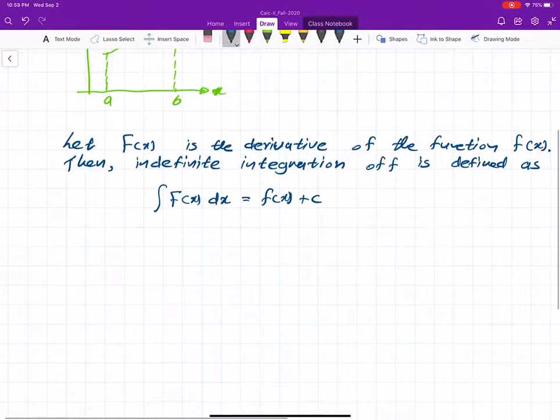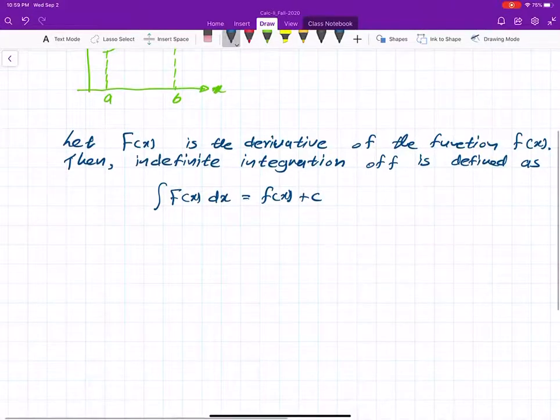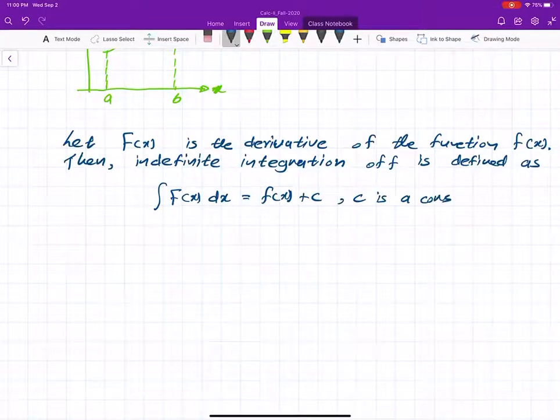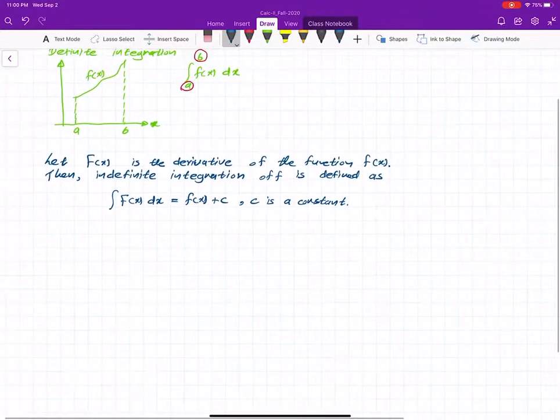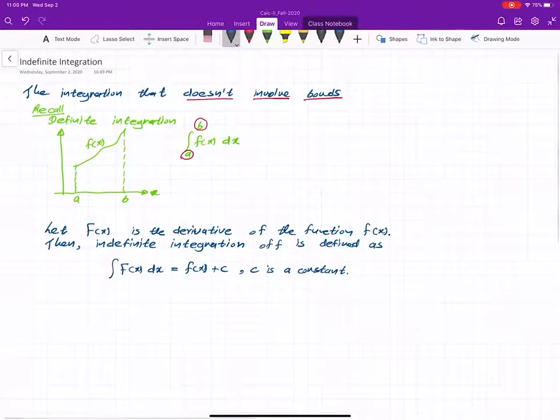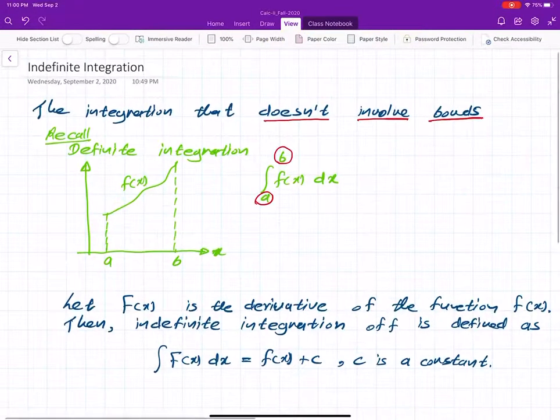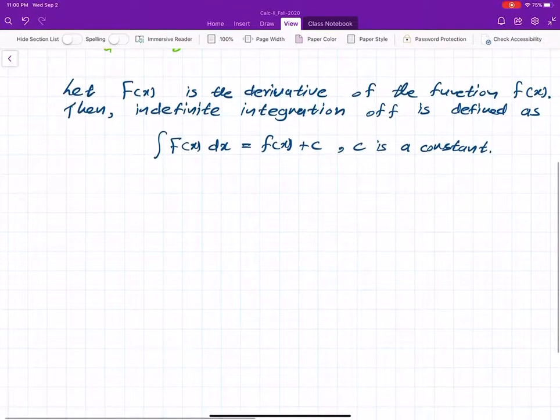You always have to put this constant, where c is a constant. I explained this early in this course. Now we directly move to examples, because this section doesn't have any theorem or any definition other than this definition. Let's move to example number 1.